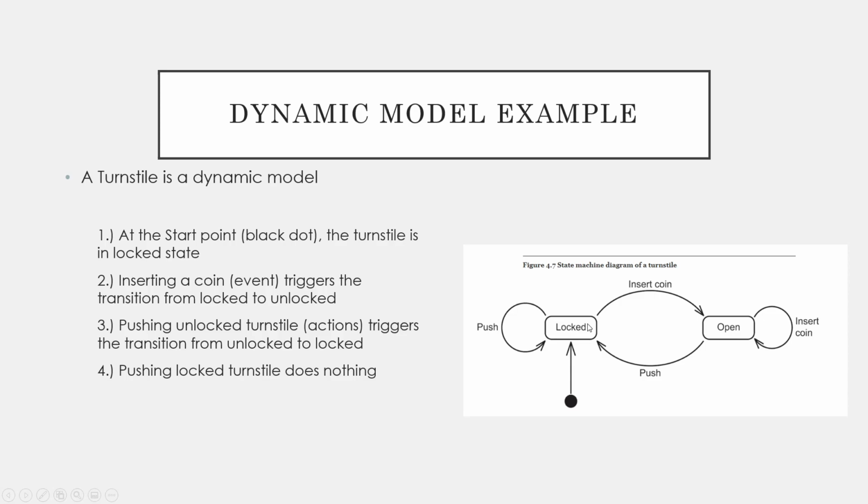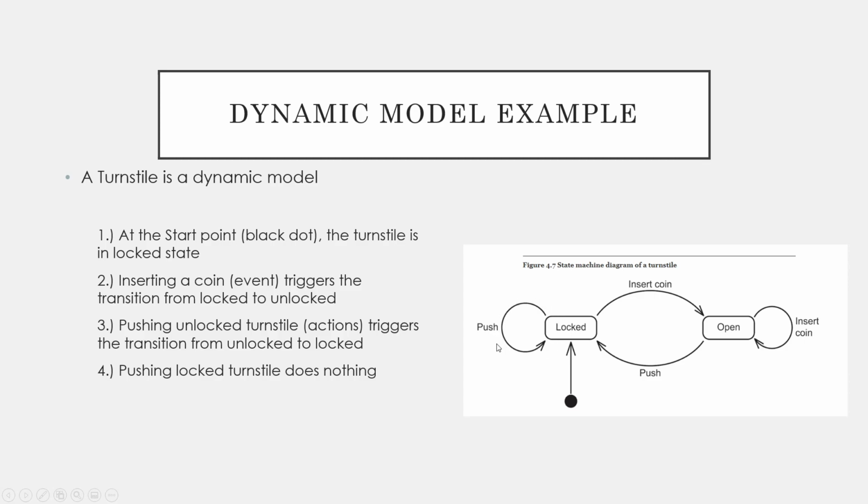Let's think about an event, right? If I insert a coin, that's an event. That would trigger a transition from the locked state to the unlocked state, or the open state, right? Pushing the unlocked turnstile triggers the transition from an unlocked state back to a locked state, right? If I push a locked turnstile, like we see over here, nothing will happen, right? If I don't put a coin in and I just start pushing on it, it's not going to unlock, it's going to stay locked.